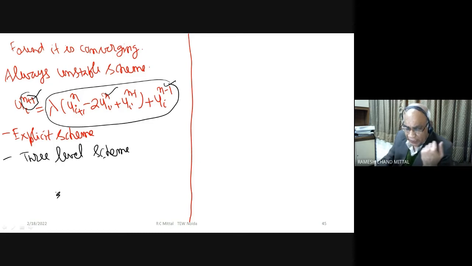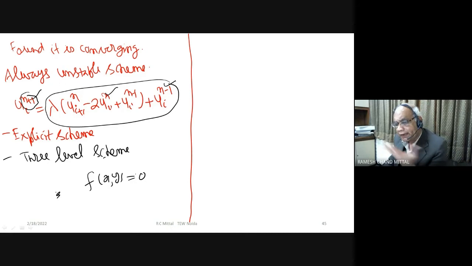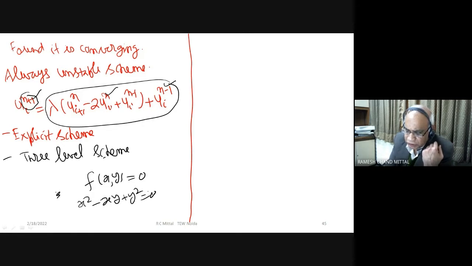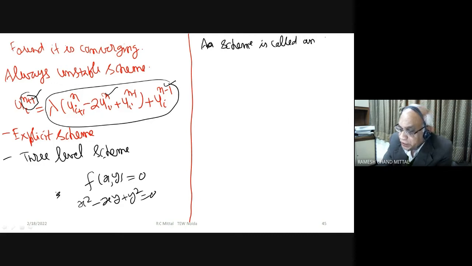However, if you have an equation of the type f(x, y) equal to 0, then y cannot be found from x explicitly, because you have to solve some equation. For example, if I have x square minus xy plus y square equal to 0, then given x, y cannot be obtained directly, but you need to solve something. And in the same way, a scheme is called an implicit scheme.